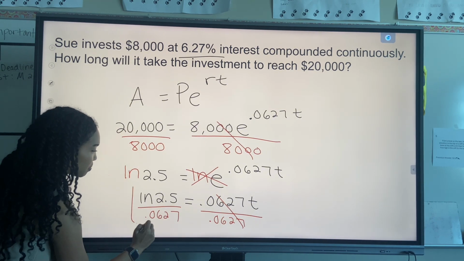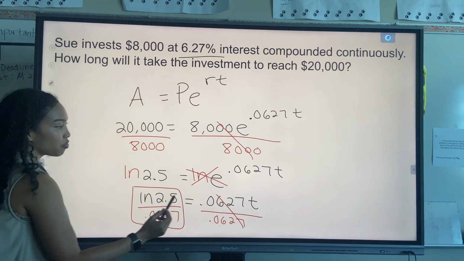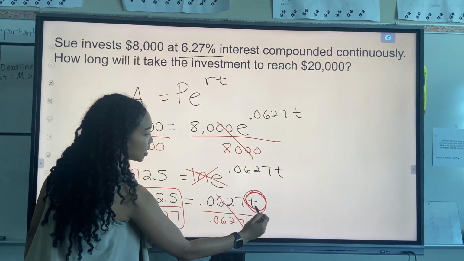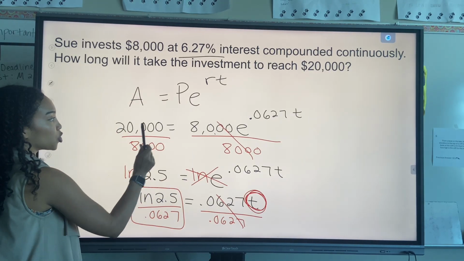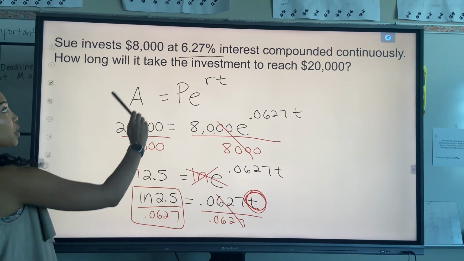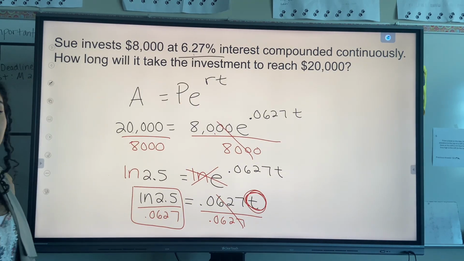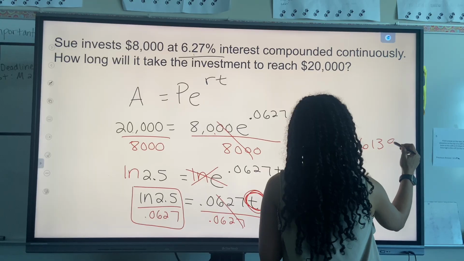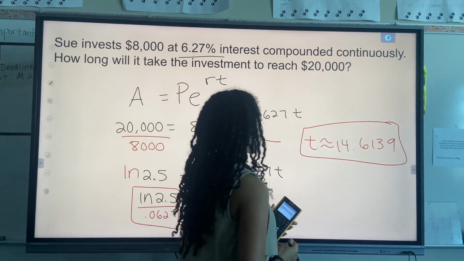All right, so if you type this into the calculator, you will figure out the time it takes for $8,000 to grow to $20,000 when your interest rate is 6.27%. 14.6139. That's how long it takes.